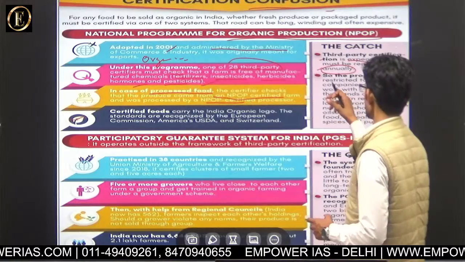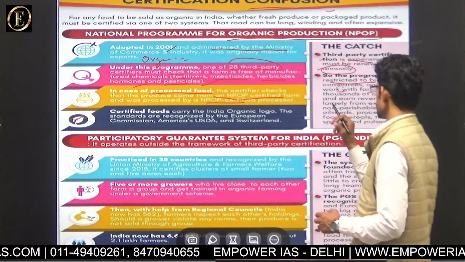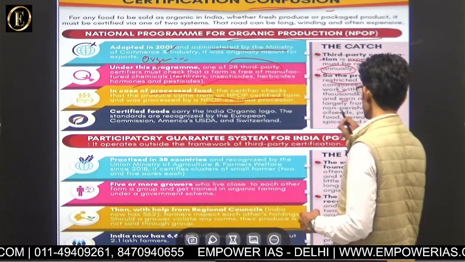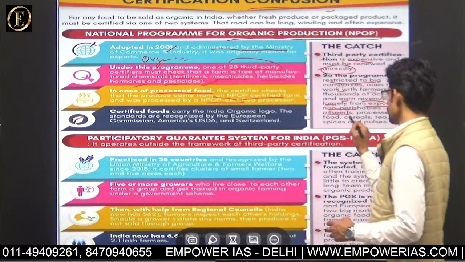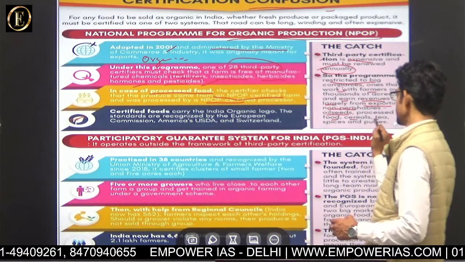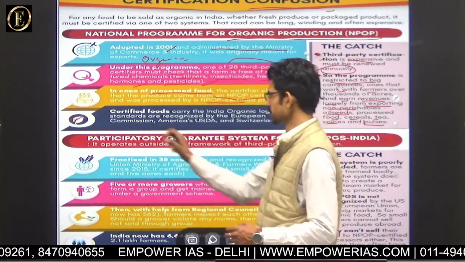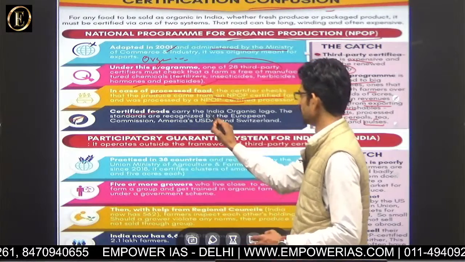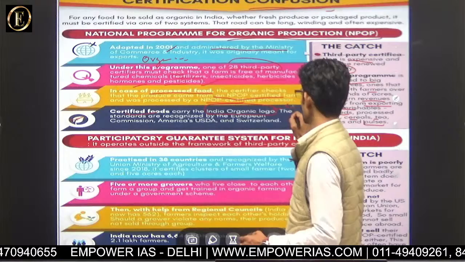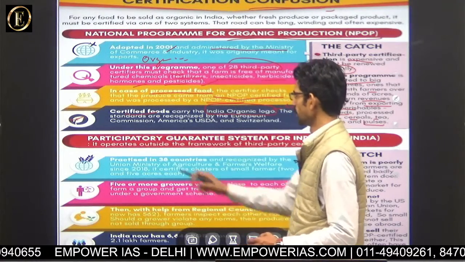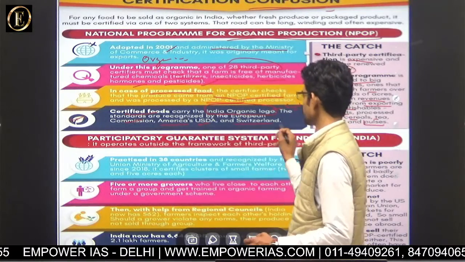Now the program is restricted to big companies which work with farmers over thousands of acres and earn revenues largely from exporting non-perishable oilseeds, processed foods and cereals, teas, spices and pulses. That certified food products carry the Indian organic logo, that is Government of India logo on the organic products, and the European Commission, America's USDA and Switzerland.